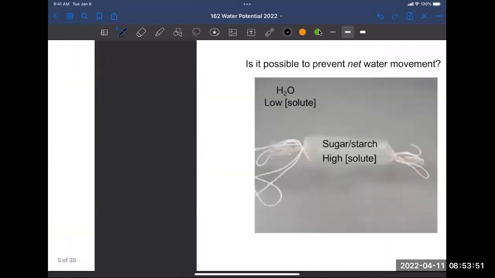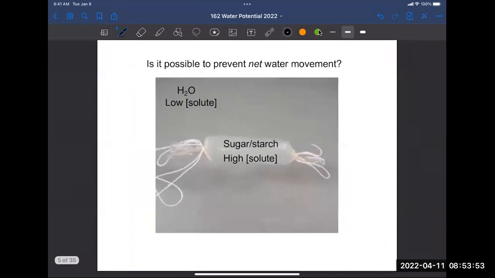But now I'm going to ask you, would there be a way to prevent any net movement of water? There's always going to be water moving back and forth. If we don't do anything, water is going to move into the bag. But is there a way that we can prevent any net movement of water in this system? Can we manipulate it in some way to prevent any net movement of water?